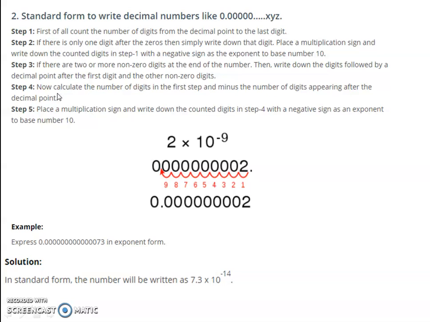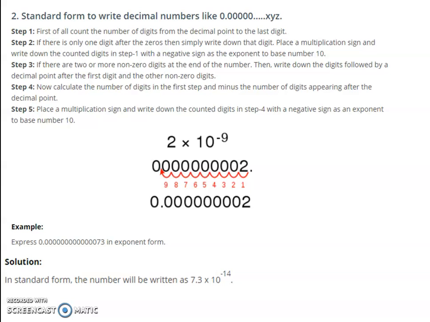Now calculate the number of digits in the first step minus the number of digits appearing after the decimal point. Place a multiplication sign and write down the counted digits with a negative sign as an exponent to base number 10. So here I am teaching you to first count till the first non-zero digit, and that will be the exponent for your base number 10. This is how you express very small numbers using exponential notation. These two are very important.